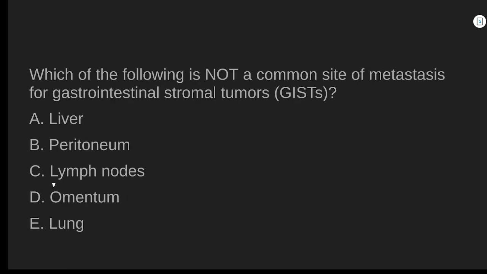Another one: which of the following is not a common site of metastasis for gastrointestinal stromal tumors? Lymph node disease. Lymph node is the least common. Even disease extension into the liver and the peritoneum is more common than lymph nodal involvement.